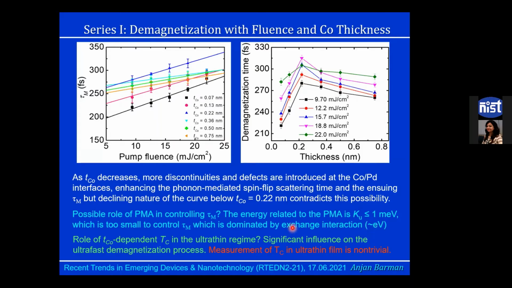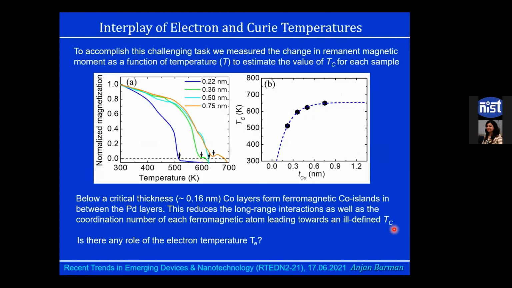Then what is left is the role of the cobalt layer dependent Curie temperature in the ultra-thin regime, and also the electron temperature. So we'll see whether it has any significant influence on the ultrafast demagnetization process. But the measurement of the Curie temperature of an ultra-thin film is extremely difficult. It requires a lot of effort. So we actually did that.